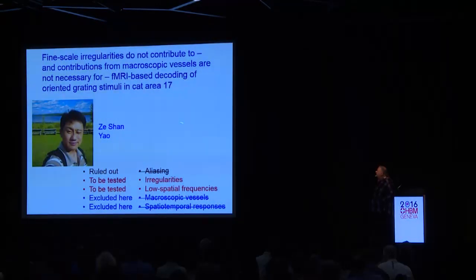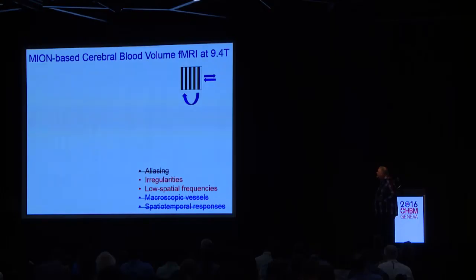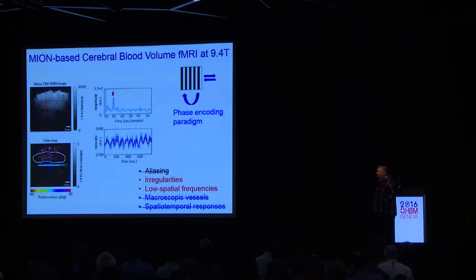We then proceeded to experiments in cat area 17. The reason we use animals here is that we can get to very high resolution, 156 micron per voxel, and also because we can use MION, a contrast agent that enhances contrast to noise ratio. But most importantly, we were interested in isolating contributions from irregularities and low spatial frequencies. In order to isolate them, we wanted to exclude contributions from macroscopic vessels or from spatiotemporal responses.